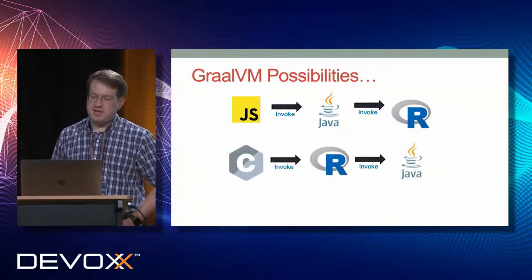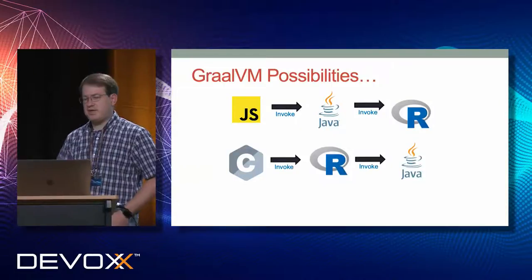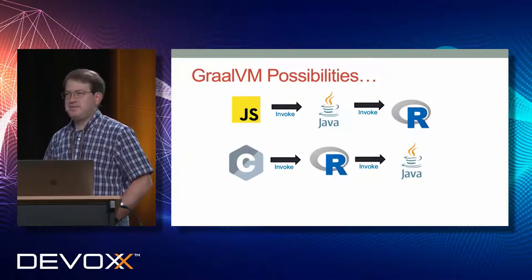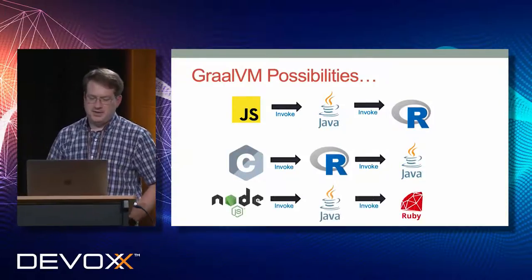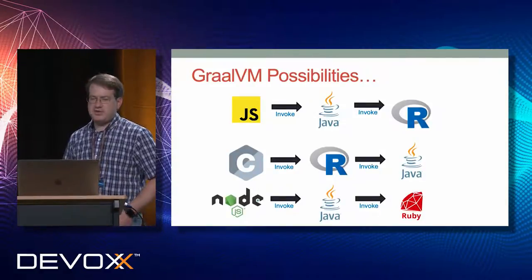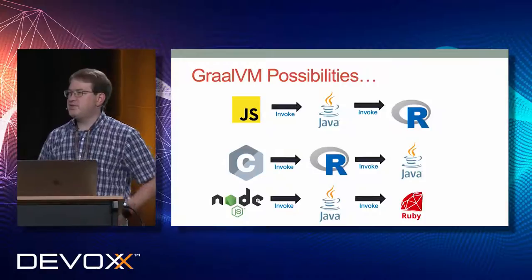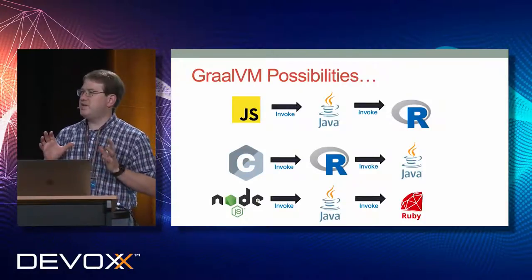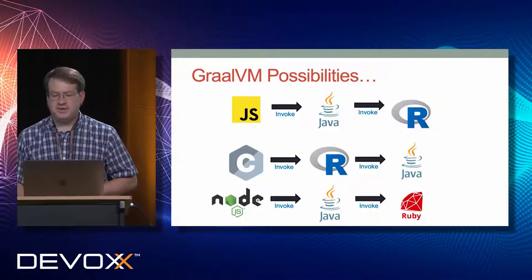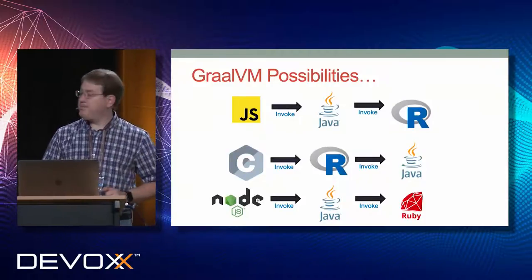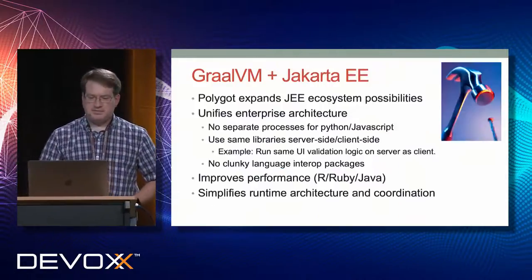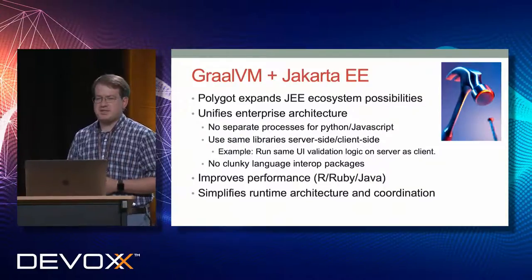The same thing, you can embed something in a C program that calls R code, which calls Java code, right? Or you can do something along the lines of Node code invoking Java code, which is then using Ruby code for something underneath the hood. So these are all the possibilities that GraalVM opens up to you. It's really, the sky's the limit with this thing.